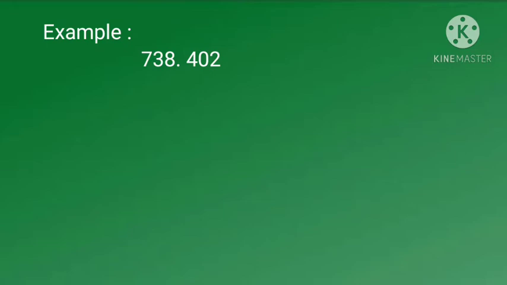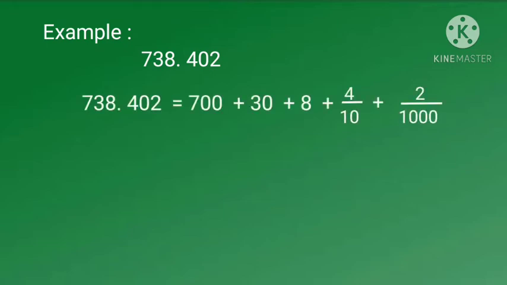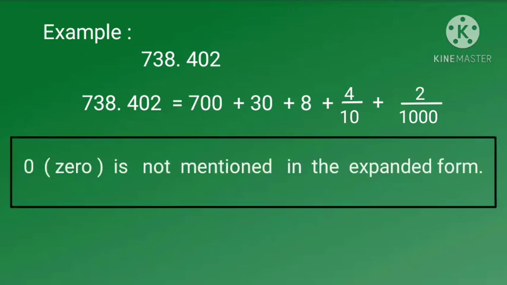738.402, expanded form: 700 plus 30 plus 8 plus 4 by 10 plus 2 by 1000. Here note that the hundredths place has 0, so 0 is not mentioned in the expanded form. Expanded form: 700 plus 30 plus 8 plus 4 by 10 plus 2 by 1000.